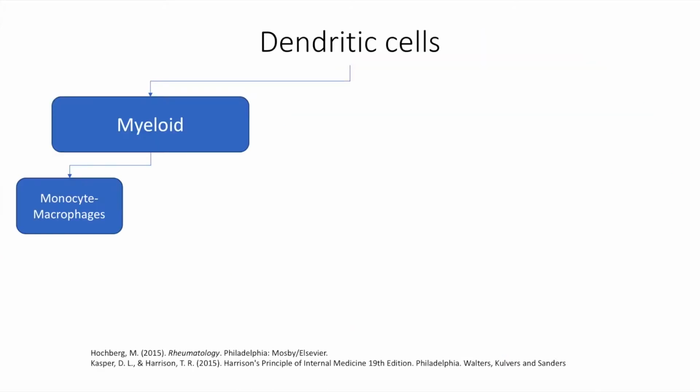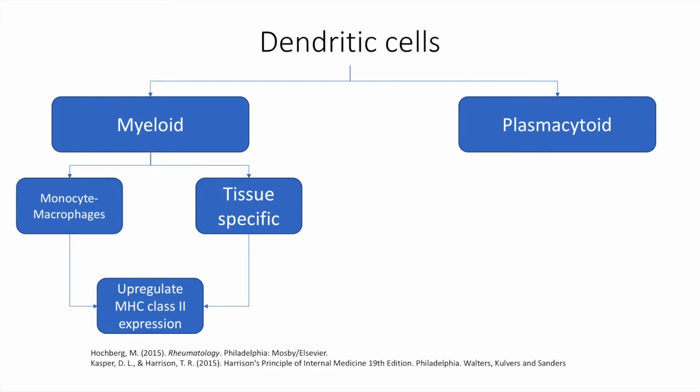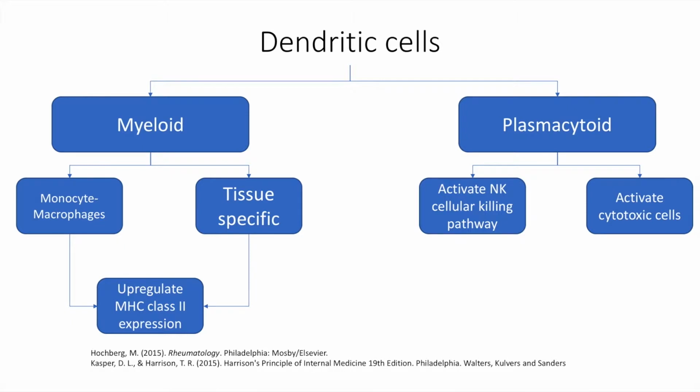Dendritic cells could be myeloid, and they could be of the monocyte macrophage variety or tissue-specific dendritic cells. Both of these upregulate the MHC class II expression. We will talk about MHC class II later in this presentation. Dendritic cells may also be plasmacytoid, in which case they activate natural killer cells and pathogenic killing through this pathway, and also activate the mafia of the immune system, the CD8 cytotoxic T cells.